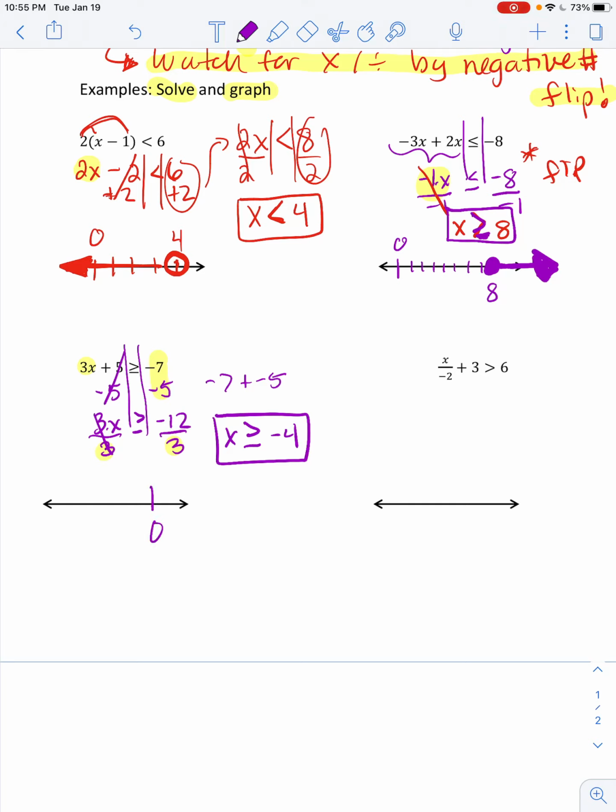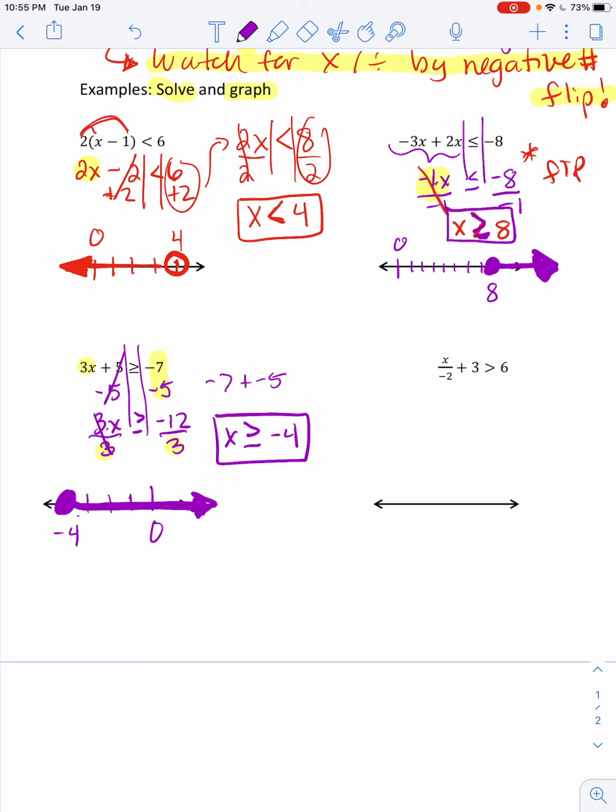So if this is 0, 1, 2, 3, 4 to the left is my starting location. Greater than or equal to means that it's going to include that negative 4. So I color that thing in. And then greater means numbers that are bigger. So off to the right. And hopefully you're getting pretty good at the graphing after the practice earlier in the week.